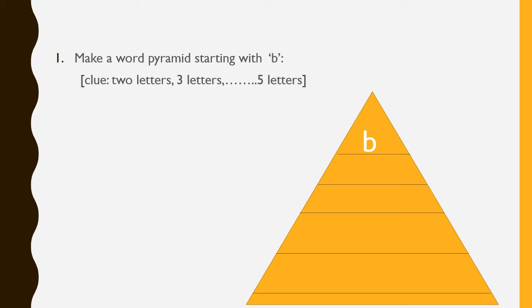Now next, on the third line, you write a word that starts with B having 3 letters. Got it? Very good. Now next, in the fourth line, come up with a word that starts with B having 4 letters.